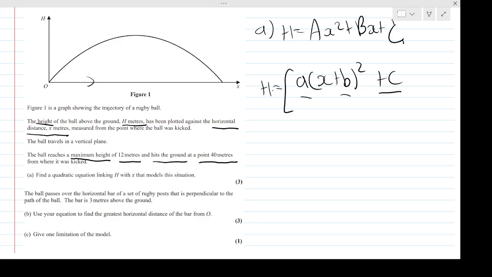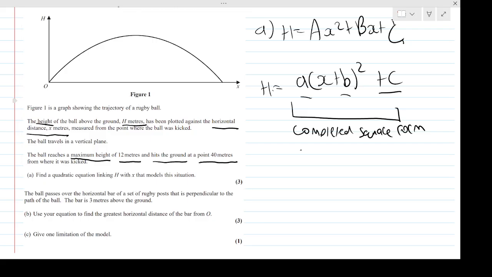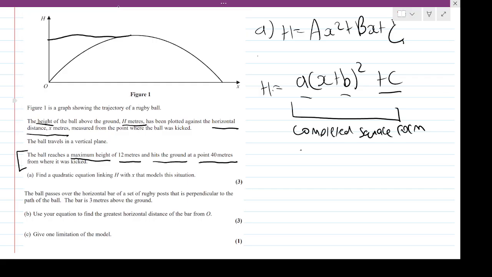So we're going to assume it has this completed square form, which is a general completed square form. I'll highlight that here. So now we're going to work with the information we're given, and mainly we're given a graph, which helps quite a lot actually. So let's look at the information. Really, the key bit of information is this sentence here: the ball reaches a maximum height of 12. That's going to correspond to this turning point here, right? So that's going to be about 12 there.